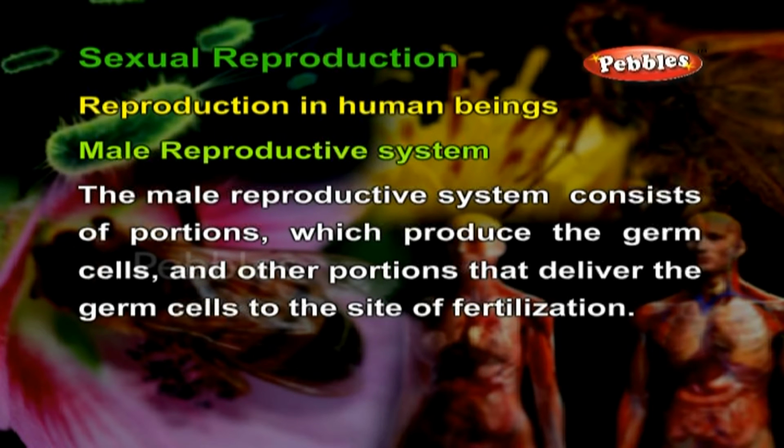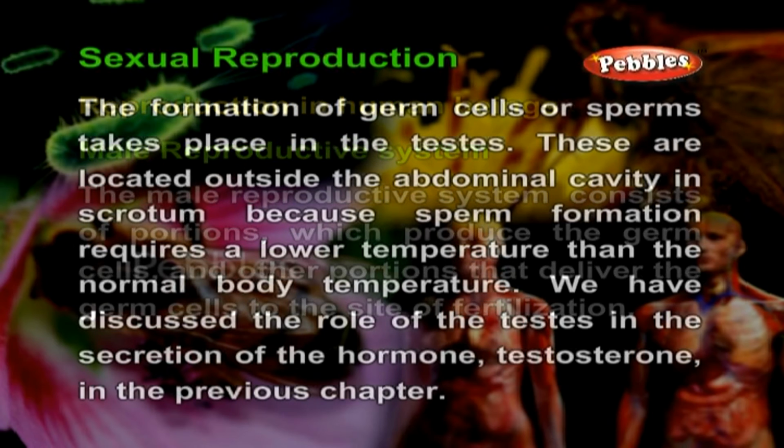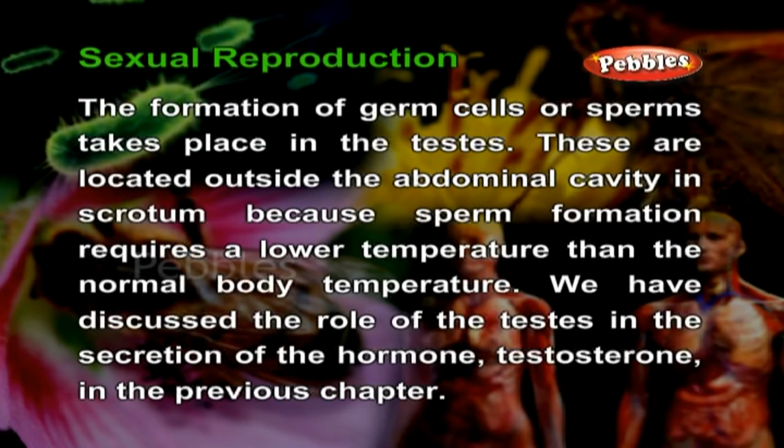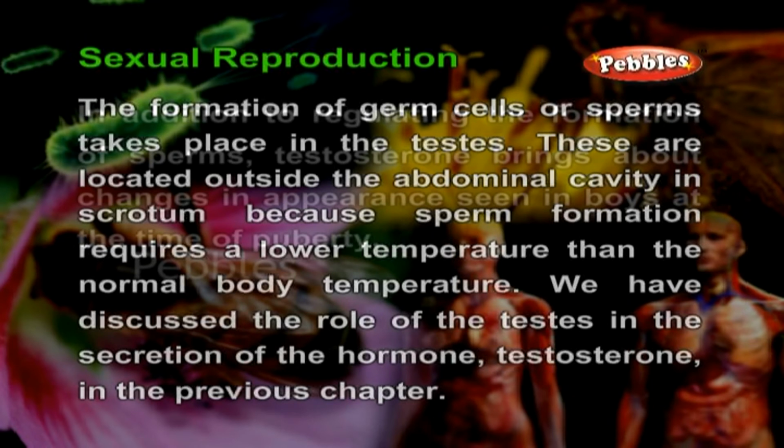Reproduction in human beings. Male reproductive system. The male reproductive system consists of portions which produce the germ cells and other portions that deliver the germ cells to the site of fertilization. The formation of germ cells or sperms takes place in the testes. These are located outside the abdominal cavity in the scrotum because sperm formation requires a lower temperature than the normal body temperature. We have discussed the role of the testes in the secretion of the hormone testosterone in the previous chapter.